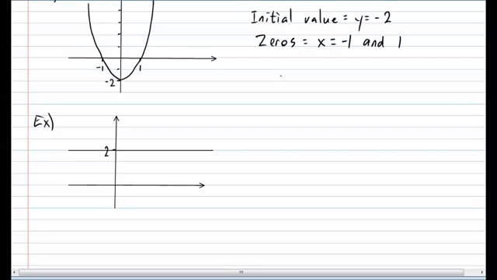Alright, this one is a bit of an interesting one. So, from our visual identification, I hope everyone can tell that the initial value is y equals 2. So let's put that one down.